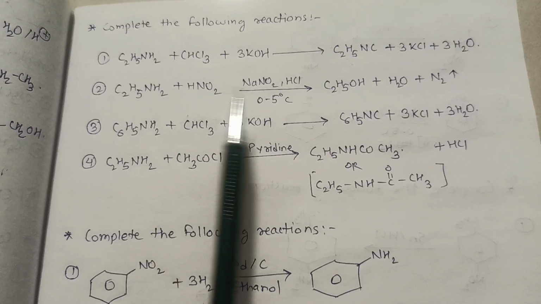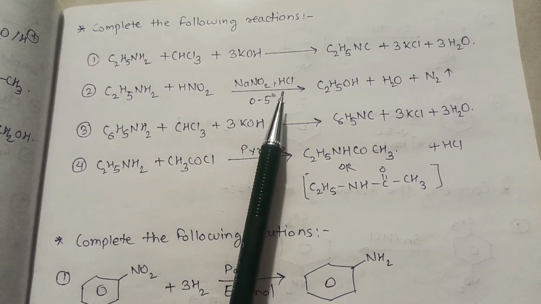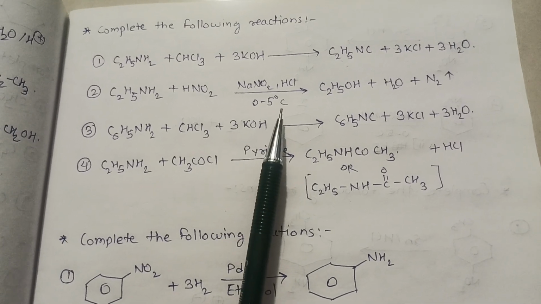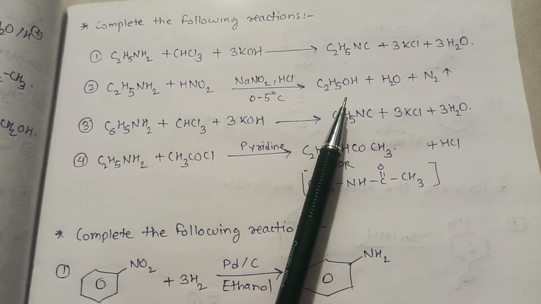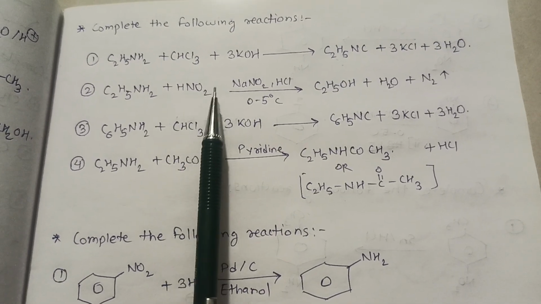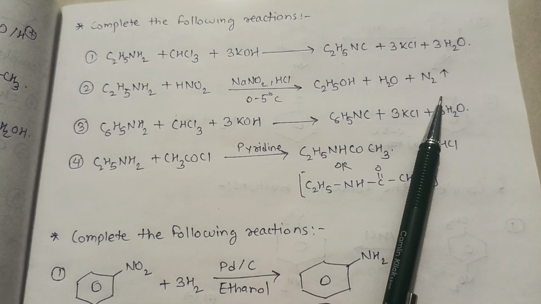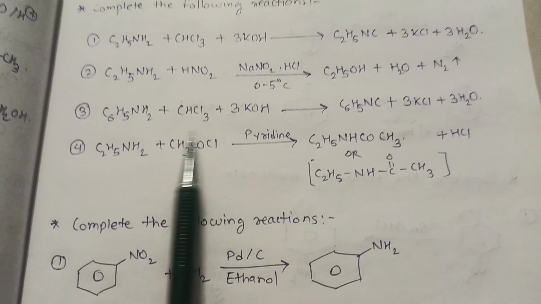Intermediate is diazonium salt. So when aminoethane is treated with nitrous acid, NaNO2, HCl, 0 to 5 degrees Celsius under cold condition, we will get ethanol as the final product. Byproduct are again water, H and O are on reactant side, so you have to write H2O on product side, and nitrogen gas is released in this process.